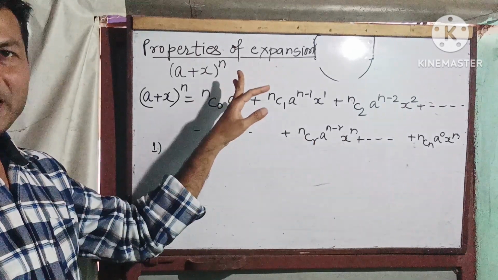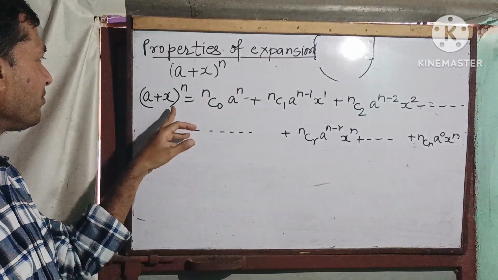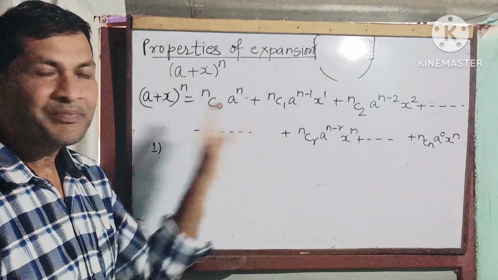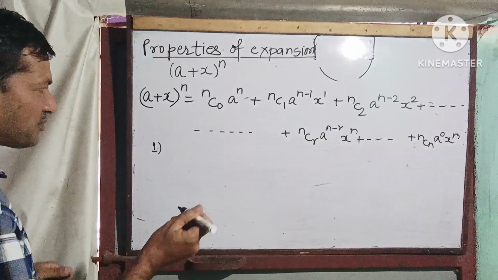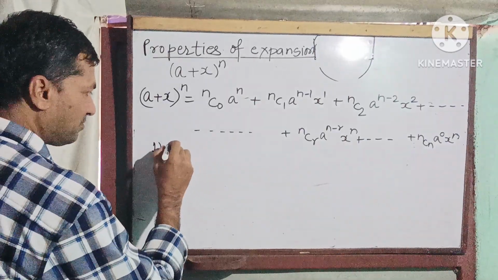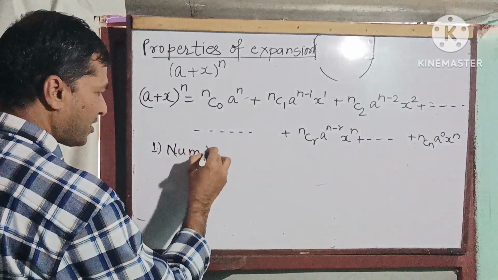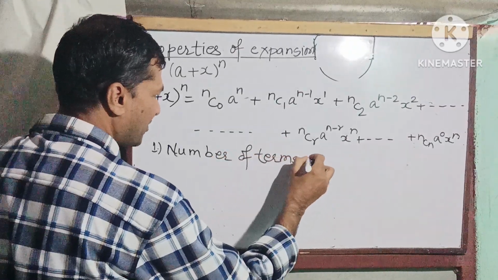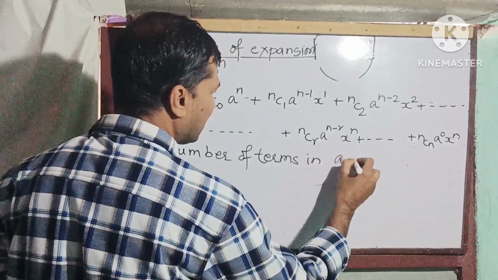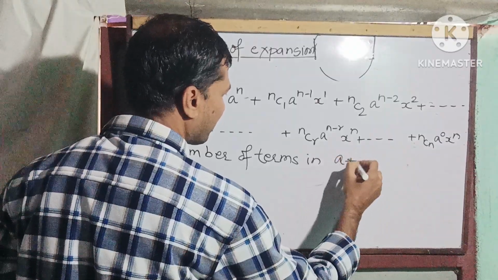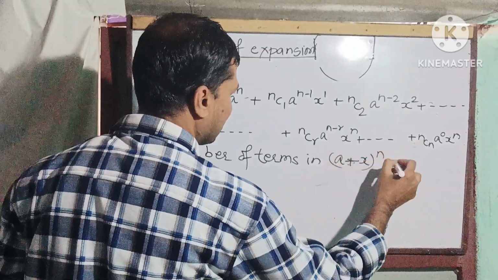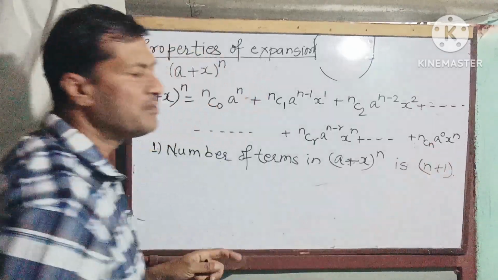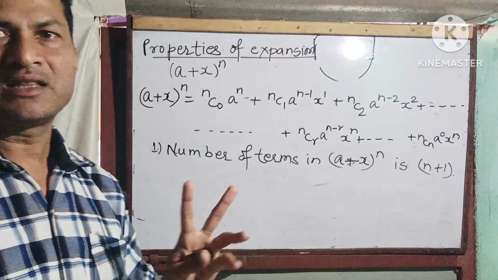So, properties of binomial expansions. Over here, the expansion of (a plus x) to the power n is expressed as we can see. First property: the number of terms in (a plus x) to the power n is n plus 1.